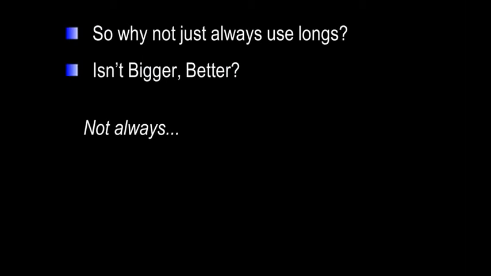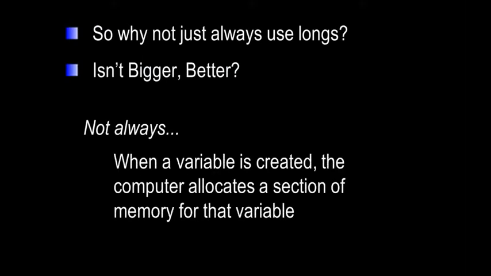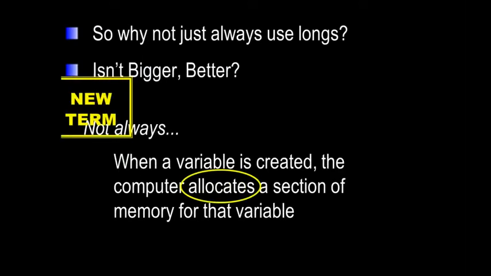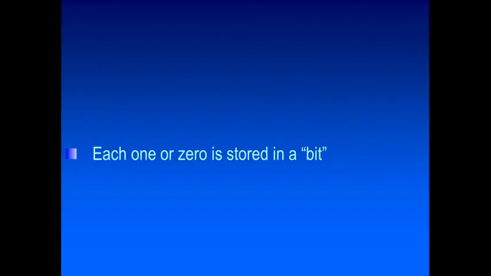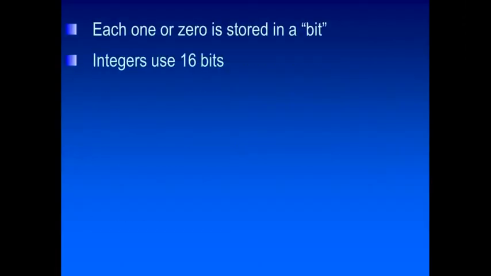Okay. So why not just always use this one? If it's bigger, shouldn't I just always use that? Well, no. Because now we have to think of efficiency. When a computer builds a variable, it takes a chunk of memory. When it takes a long, it takes more memory to work with it. And here's how it works.